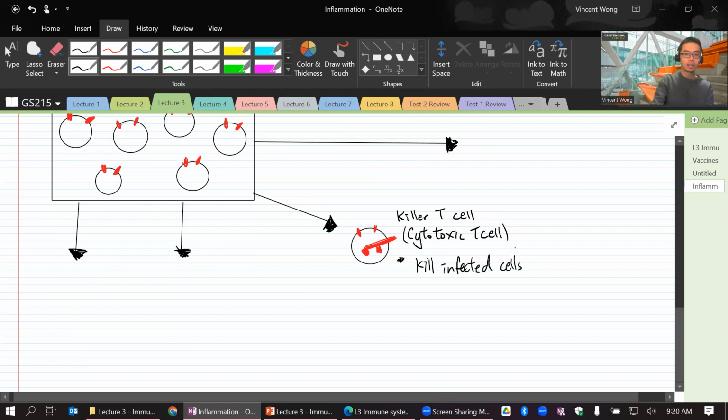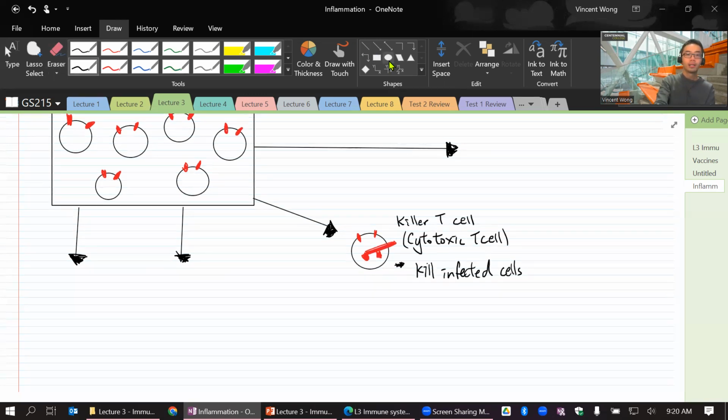So that sounds a lot like the NK cells, right? But it's important to distinguish them. NK cells are a broad spectrum, innate response. This one is tailored for the red bacteria. And make no mistake, bacteria can sometimes enter a cell and infect it as well. So that would be the job of the killer T cell, to kill them off.